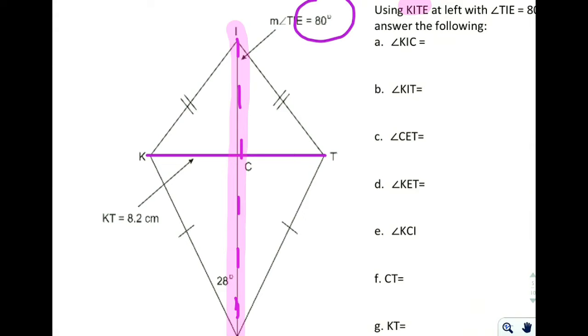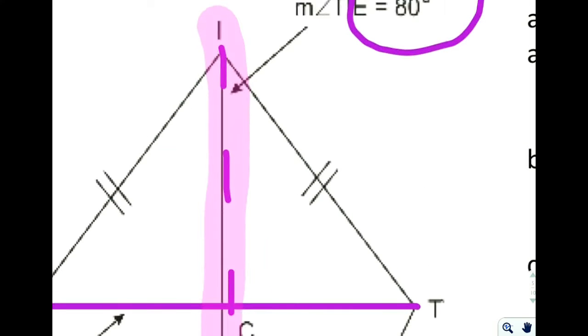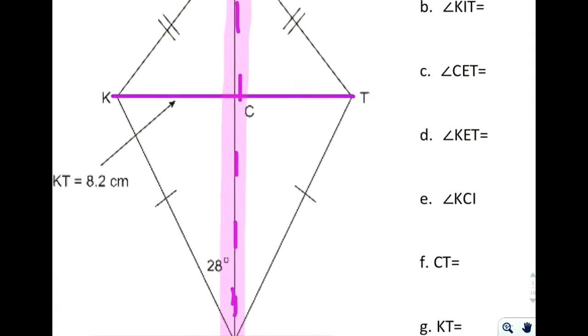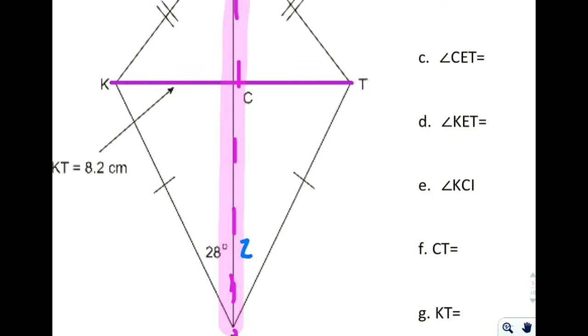So if we have TIE is 80 degrees, so this is 80, I'll even write it in again. We know that this is also going to be 80 degrees over on this side. We also know down at the bottom that we have a 28, which is going to give us another 28 degrees right next to it.